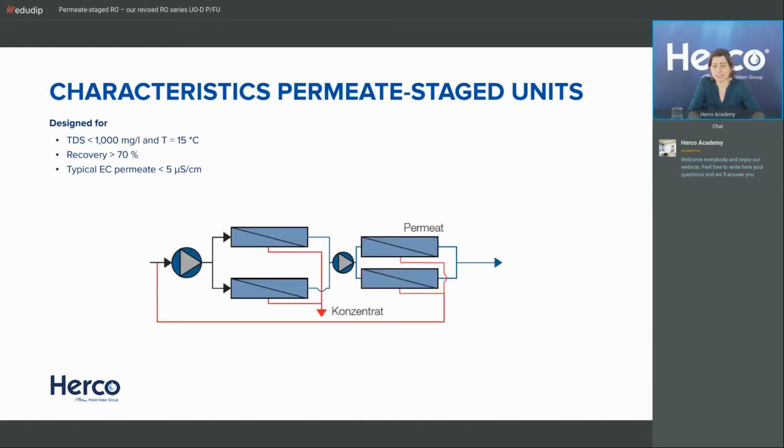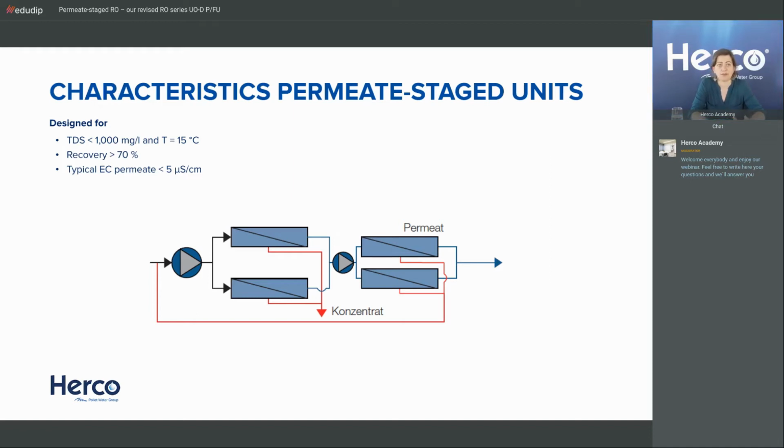If we look at Permeate staged units in general, you see they are designed as all the other units for a TDS of 1000 milligram per liter in the feed and a temperature of 15 degrees Celsius. We have a typical recovery a bit above 70%. That's because of the two-stage system. If you look at the two stages here, you see the first pump, stage 1, second pump, stage 2. And we have usually a recovery of 75%, typical one in the first stage, and 85% in the second stage.